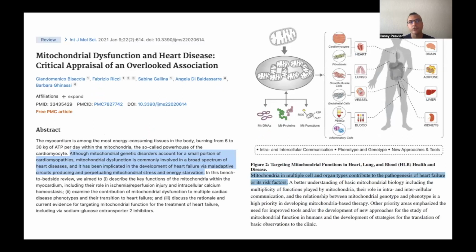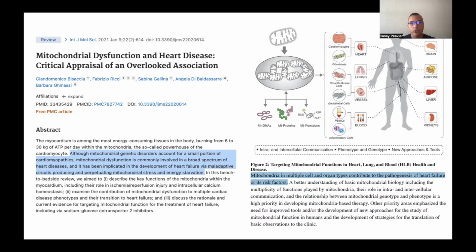Okay, so with that knowledge in place, we're going to look at a paper titled Mitochondrial Dysfunction and Heart Disease, Critical Appraisal of an Overlooked Association. I didn't highlight it, but this is where it talks about how the myocardium, or the heart itself, is among the most energy consuming tissues in the body, burning between 6 and 30 kilograms of ATP per day within the mitochondria.